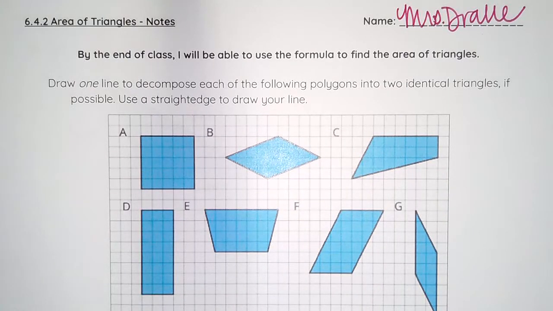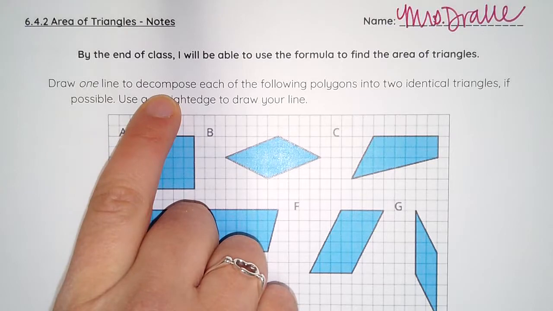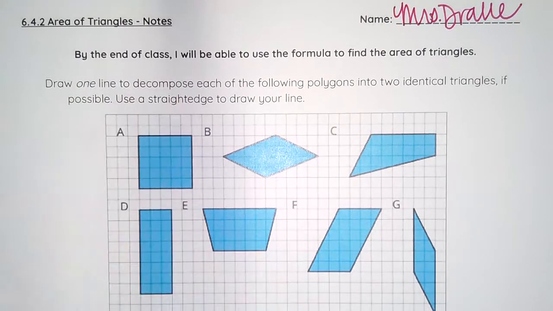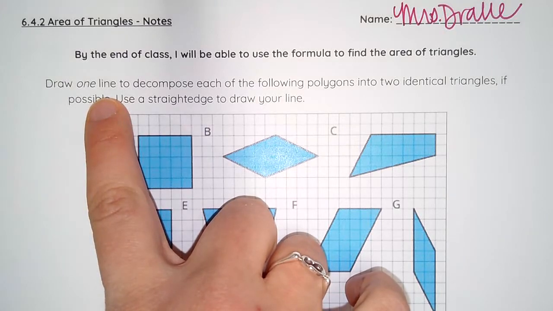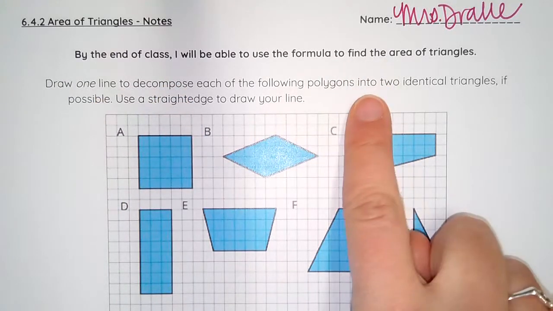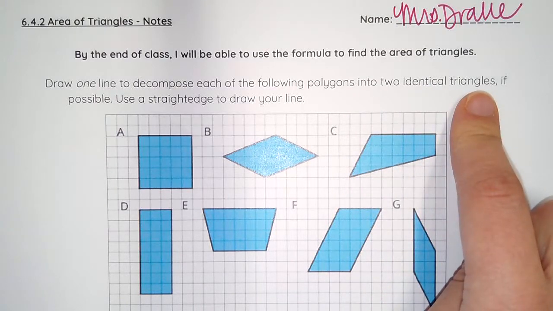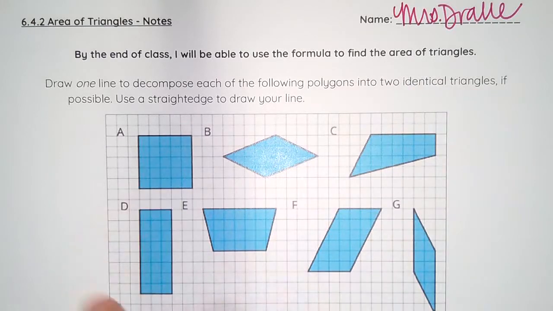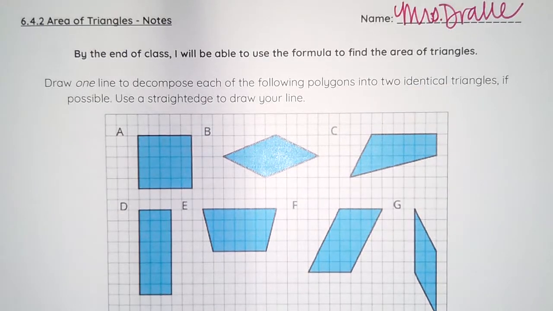Now, there's 7 figures here, and your goal is to draw one line to decompose. Decompose means to break apart, break down. One line to break down your figure into 2 identical triangles. Now, you might not be able to do that for all of these, but we are going to try.